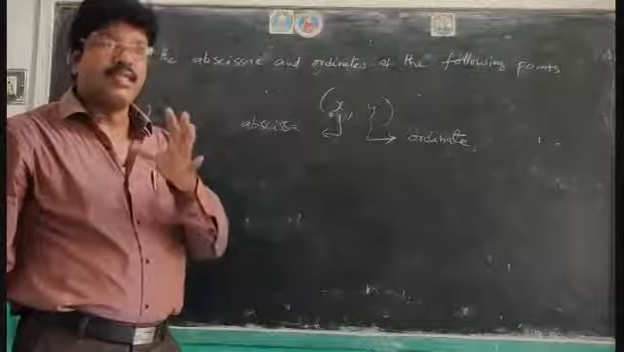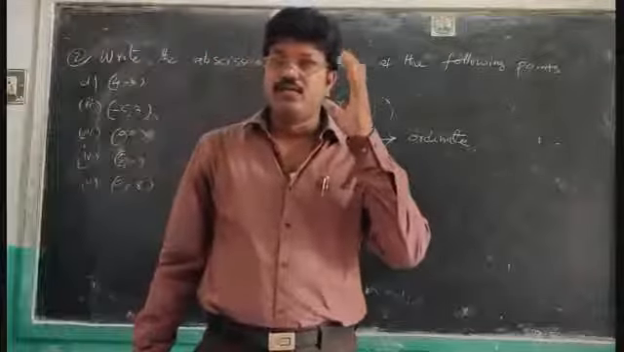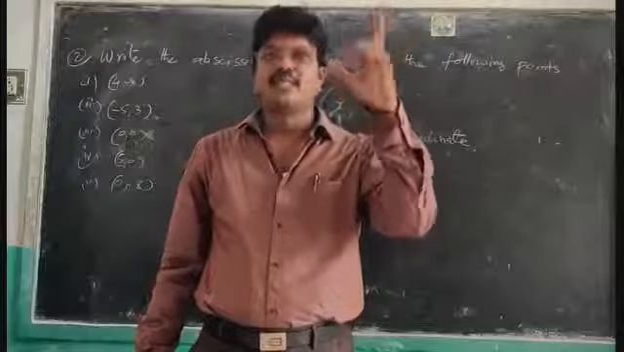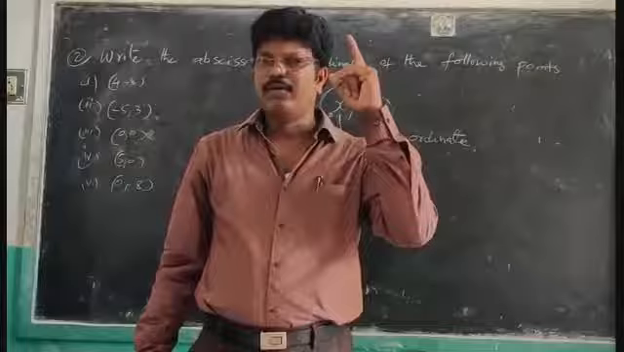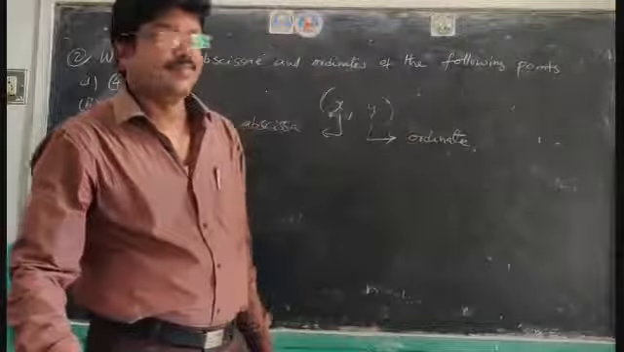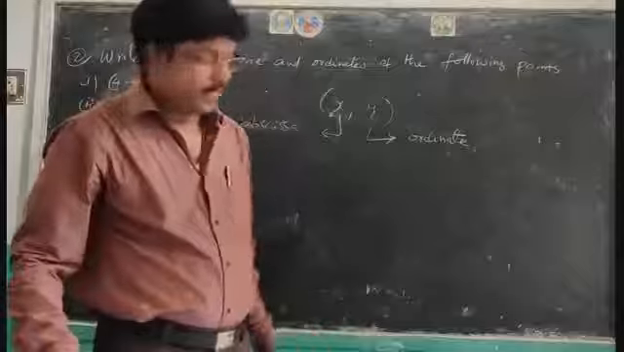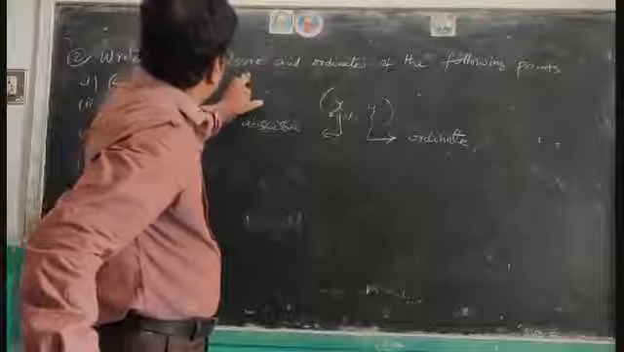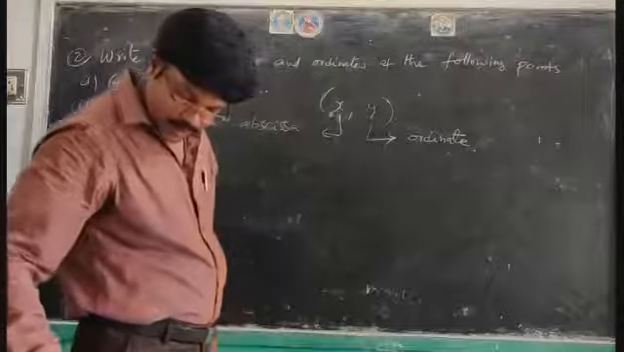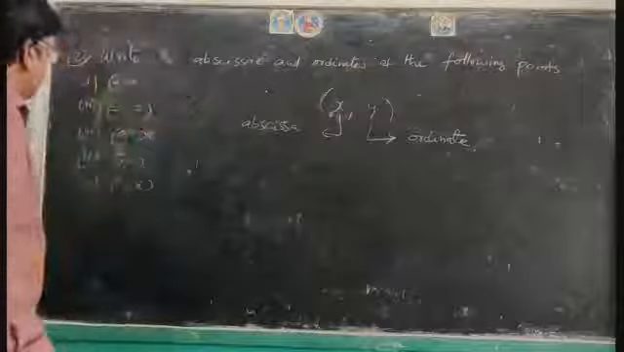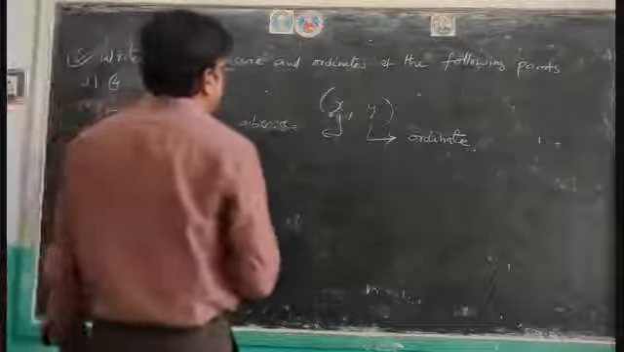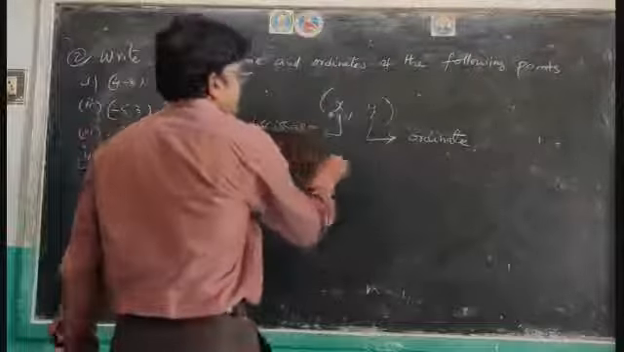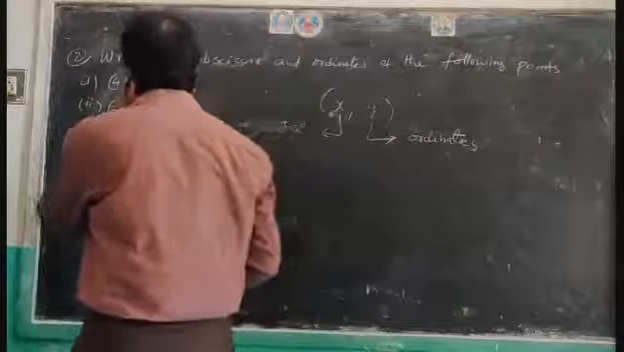What is abscissa or ordinate? Immediately, you must watch in your e-notebook. What is abscissa? What is ordinate? The plural of abscissa is abscissae. Okay, it's very easy: abscissae and ordinates.